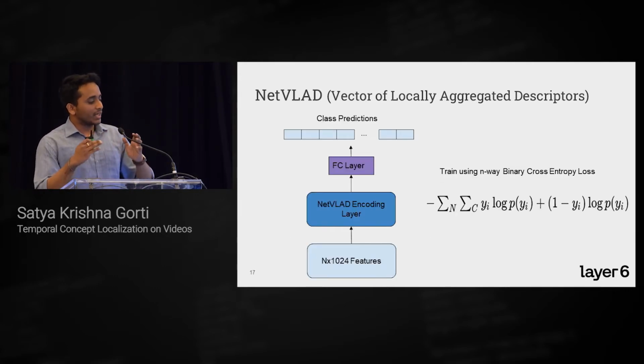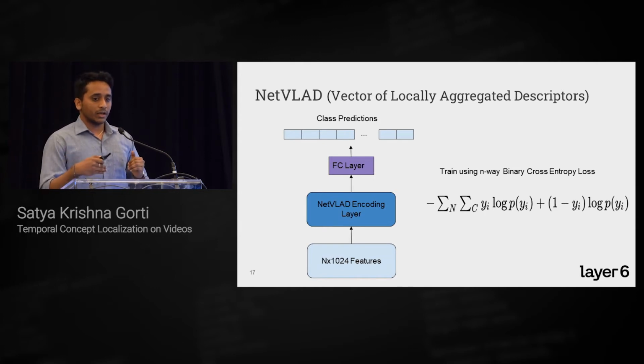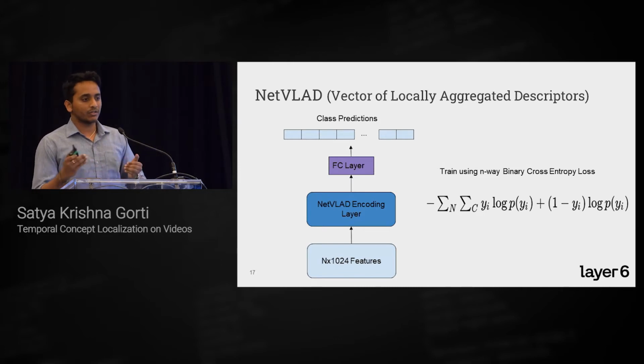So this is the high-level overview of any model, actually. You have an n by 1024 matrix as features that are getting into the model. You have a NetVLAD encoding layer. You can replace that with a transformer encoding, an LSTM encoding, or what have you. And you have a final classification head, and these can be trained using n-way binary cross-entropy loss.